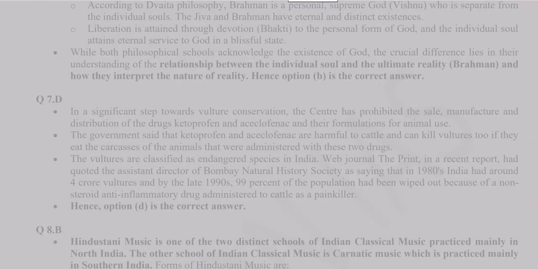According to Dvaita philosophy, Brahman is a personal, supreme God, Vishnu, who is separate from the individual souls. The Jiva and Brahman have eternal and distinct existences. Liberation is attained through devotion, bhakti, to the personal form of God, and the individual soul attains eternal service to God in a blissful state.